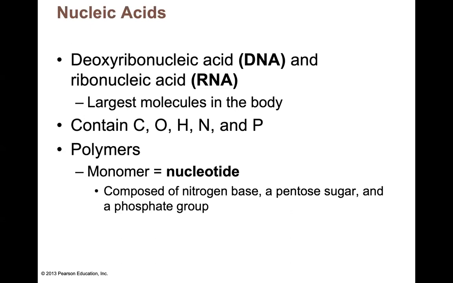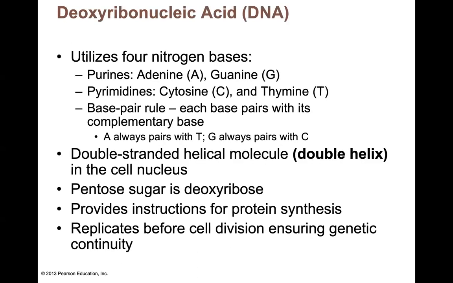Okay. So the final organic compound is nucleic acids, and this is your DNA and RNA. These are the largest molecules in the body. They contain carbon, oxygen, hydrogen, nitrogen, and phosphorus. They're also polymers of nucleotides. So DNA will utilize four nitrogen bases: adenine, guanine, cytosine, and thymine. Adenine and guanine are your purines, cytosine and thymine are your pyrimidines. There's a base pairing rule. The base pairing rule is adenine always pairs up with thymine, and guanine will always pair up with cytosine.